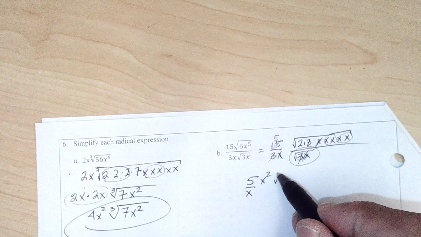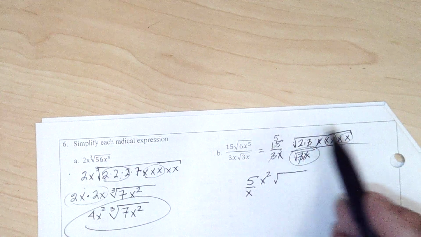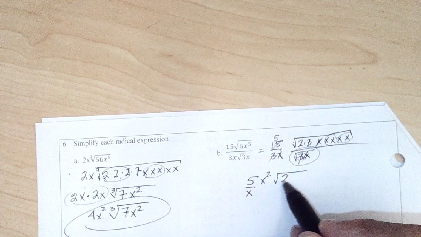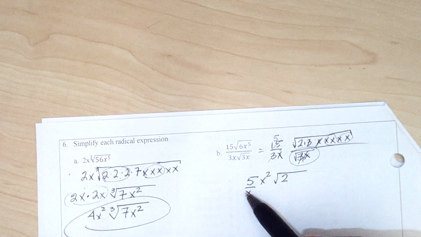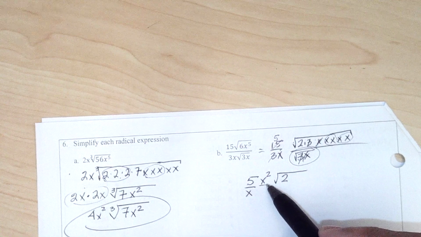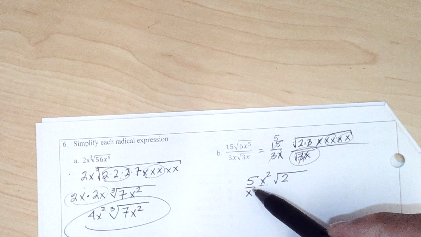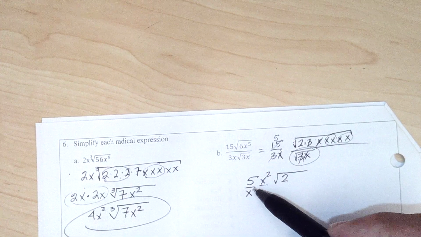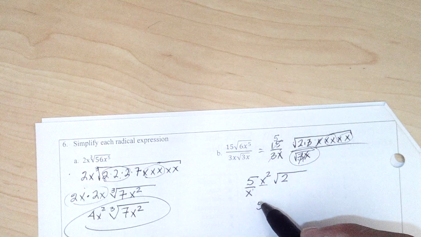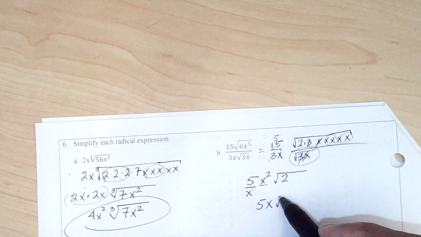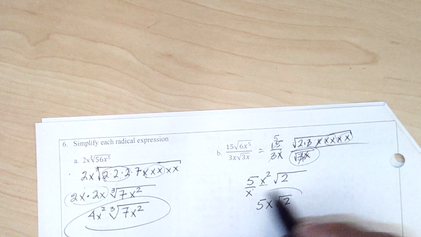And what's left in our square root? Well, there's a 2 and nothing else. This x will cancel one of those x's, or using the power rules, you subtract exponents when you're dividing. So 1 from 2 is 1. So we get 5x square root 2.